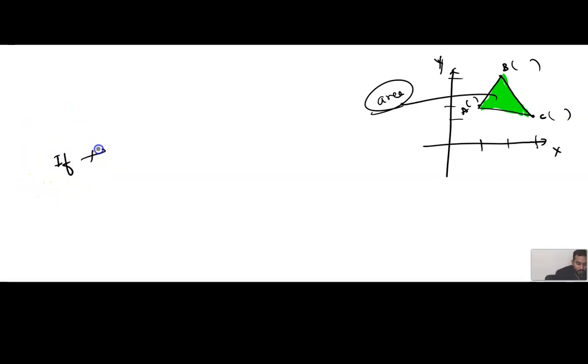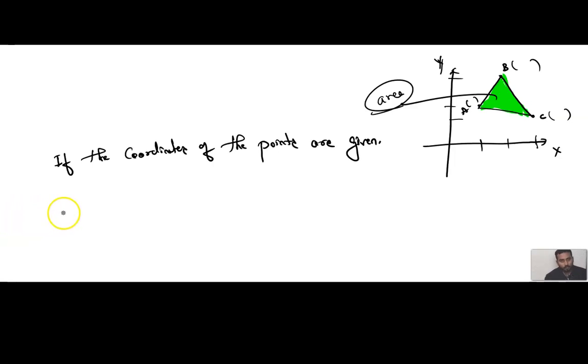If the coordinates of the points are given, then we are going to use one formula. What is that formula? This is the formula we are going to use in this entire chapter, I mean in this entire topic related to area of triangle.